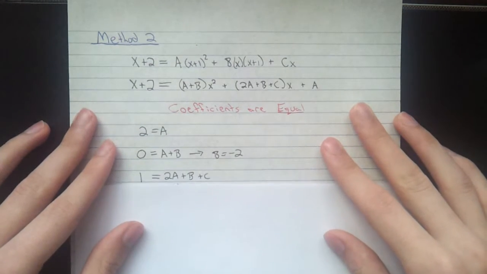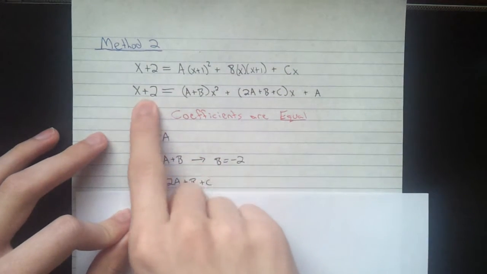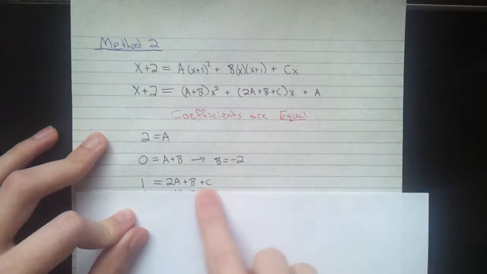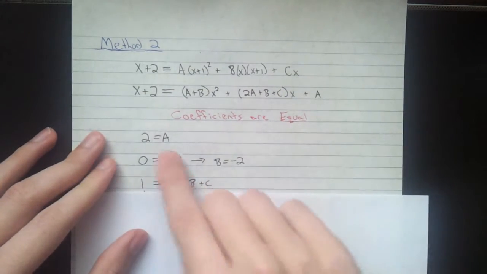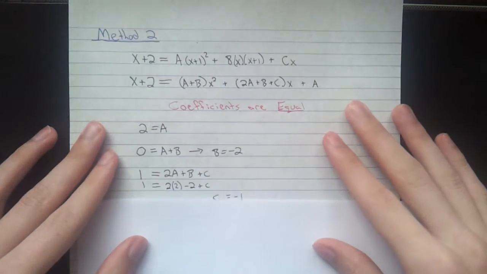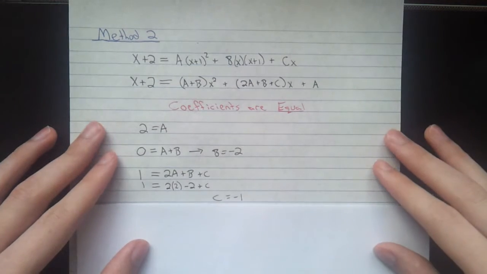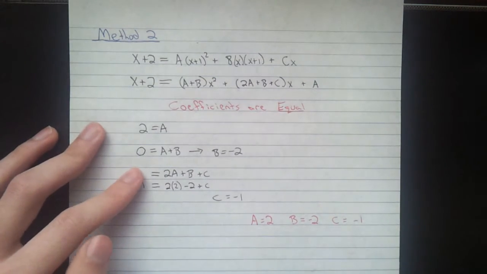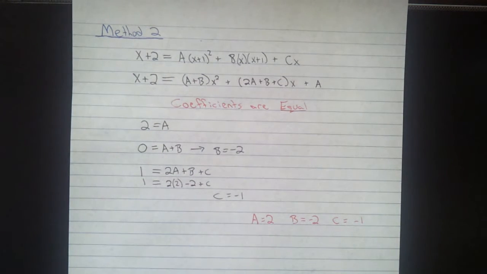And now for the x, on the left side here we have 1x, so there's 1. On the right side, 2a plus b plus c. And we know a and b, sub those in, solve for c. c equals -1, and we've got the same answer that we had before. That's all there is to it.